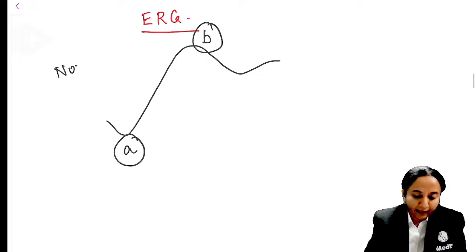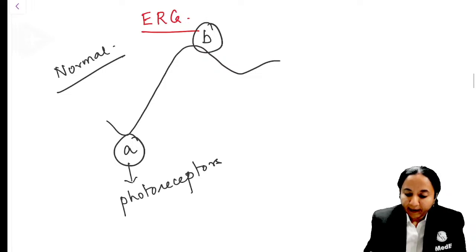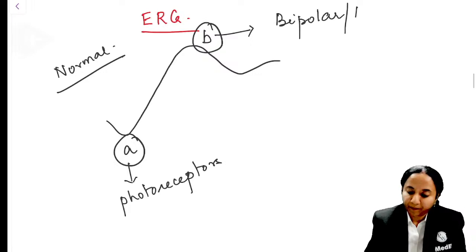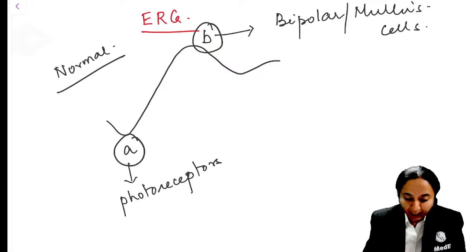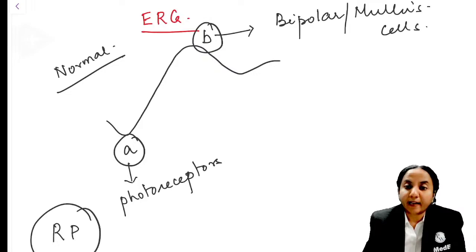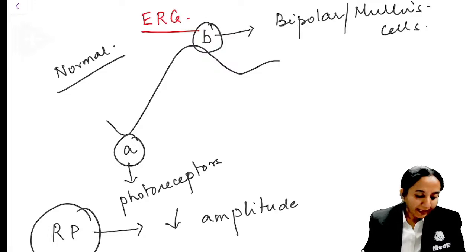So in a normal ERG, this down wave or A wave arises from the photoreceptor cells. And this B wave arises from the bipolar and the Müller's cells. So, in case of retinitis pigmentosa, where the photoreceptor rod cells are affected, this A wave will be affected. So, what will happen to the A wave in retinitis pigmentosa? You will see that there is a decrease in the amplitude of the A wave.